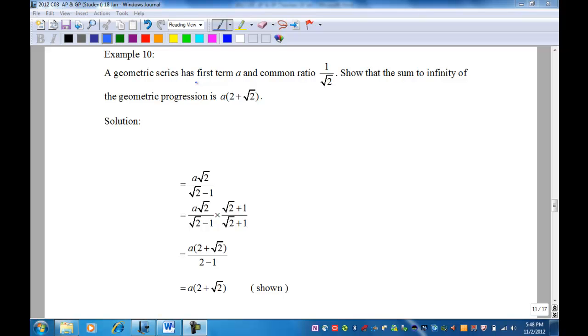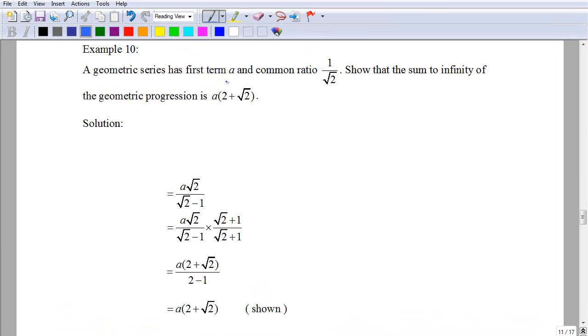In example 10, we apply the sum to infinity formula of a geometric series as well as the skill of rationalization that all of you would have learned in secondary school in order to achieve the result required. Now we are given a geometric series with first term a and a common ratio of 1 over root 2. We are asked to show that the sum to infinity of the geometric progression is this.